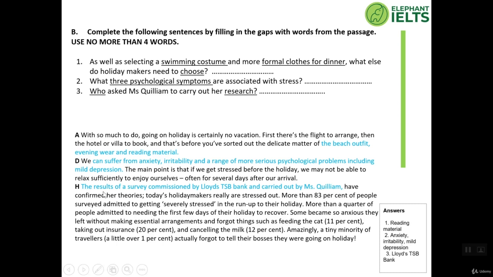In the first sentence, I find the synonym for research and the company responsible for asking her to carry out the research. The results of a survey commissioned by Lloyds TSB Bank and carried out by Miss Quilliam, and it carries on. So I know that this is my answer, and I choose Lloyds TSB Bank as they asked her to carry out her research.